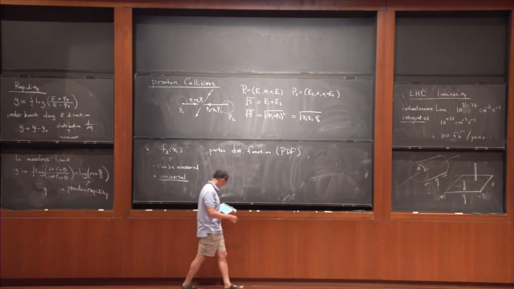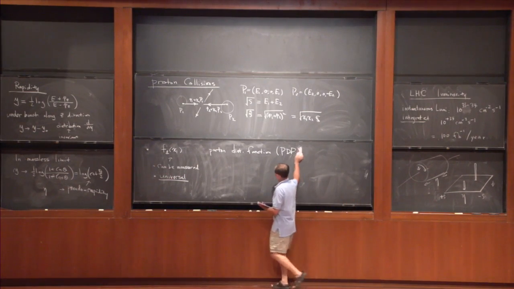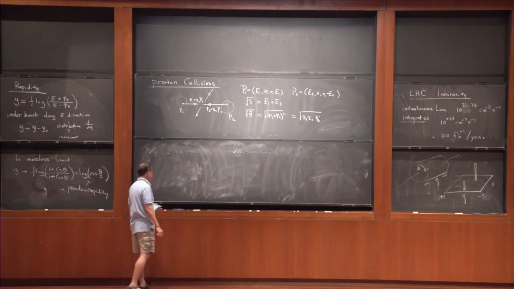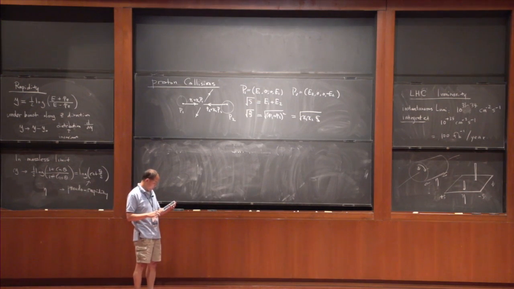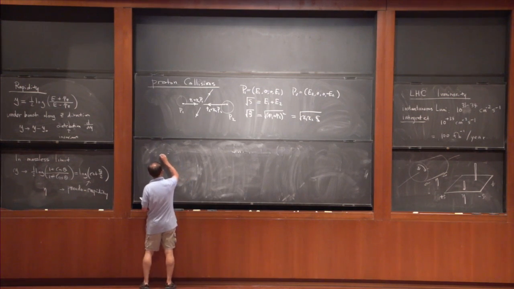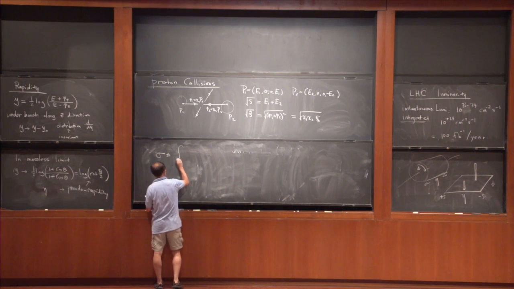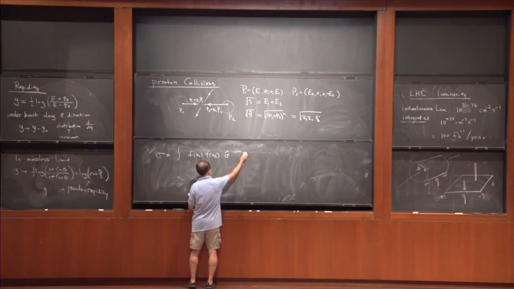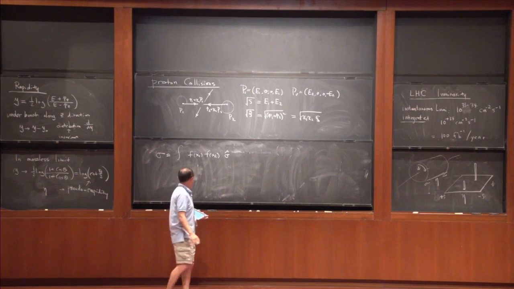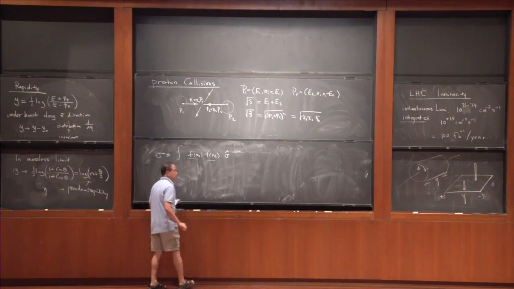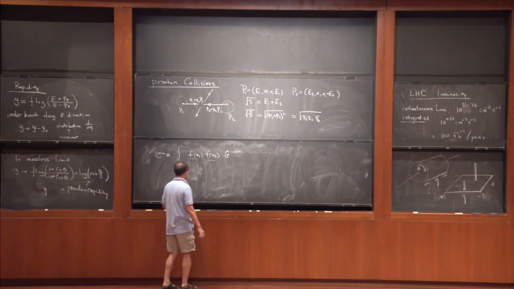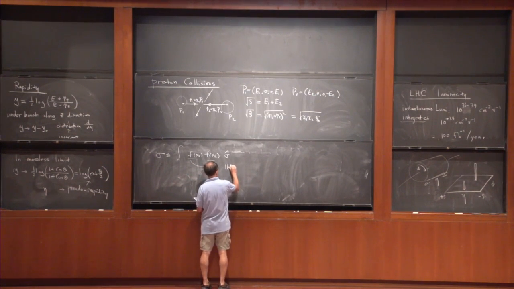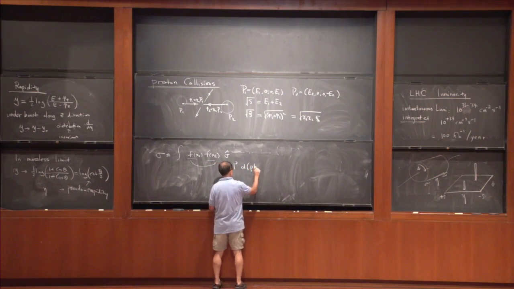Let's just recap what we have done. In general, a cross-section, let me just repeat it here, is some f(x1) f(x2) times something like this. These two are the parton distribution functions, and that's a product. And this one is basically some matrix element times phase space.